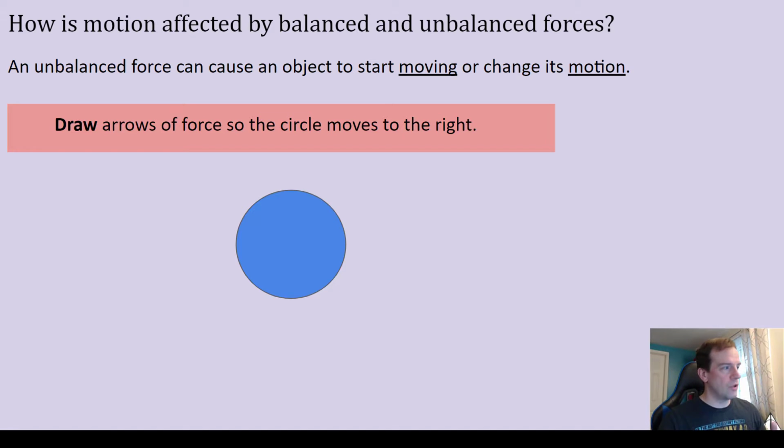Now, to get that ball moving, we had to apply a force, and this is our model of that. We have an arrow and we have a magnitude. It doesn't matter what the magnitude is really, but let's have this ball moved by 5 newtons of force to the right. Try that in your notes now.